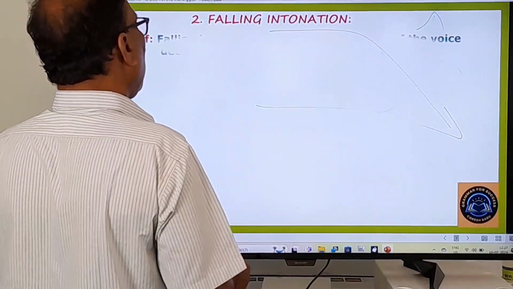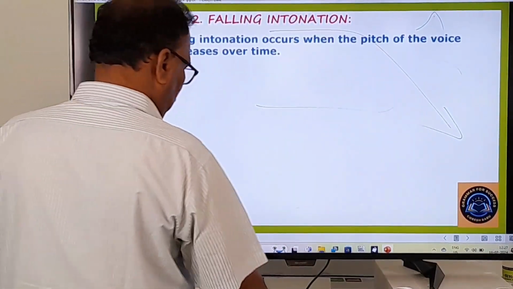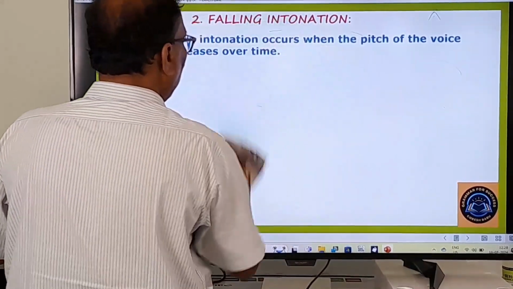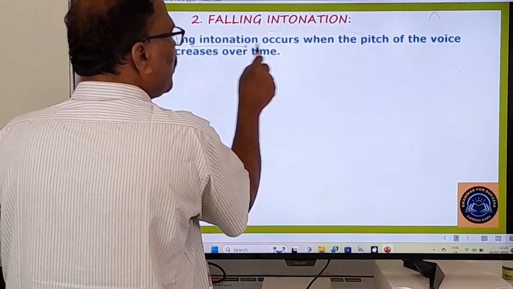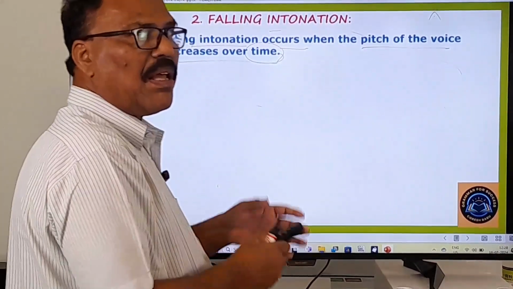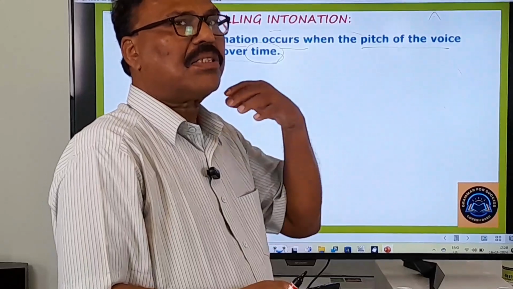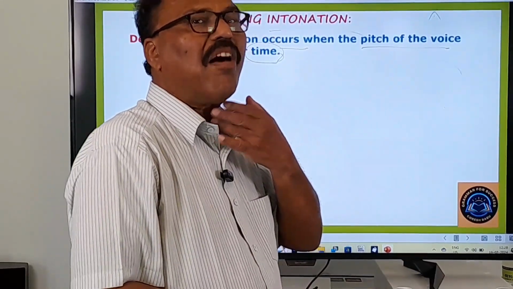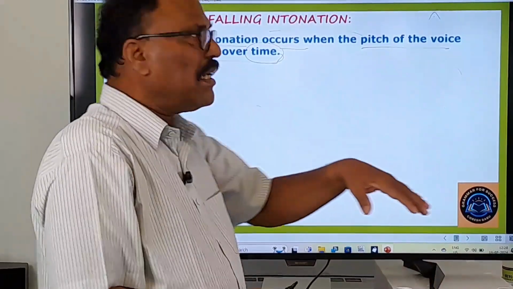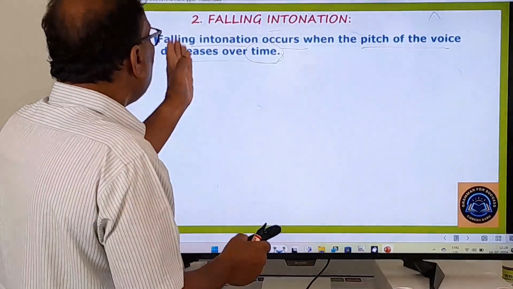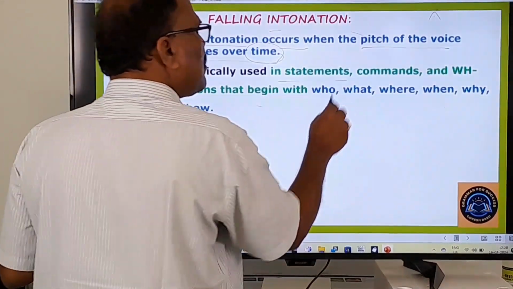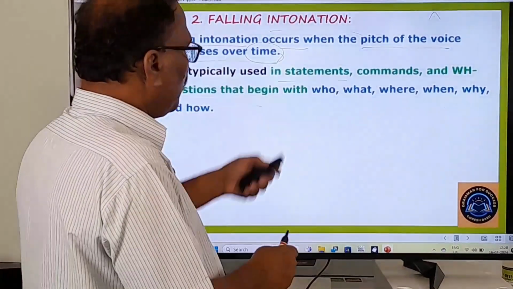Okay, let us see where we use falling intonation in our everyday life. Here you pay attention. Falling intonation occurs when the pitch of the voice decreases over time. When the pitch of voice or the volume of the voice falls down, decreases, that is called falling intonation. Typically it is used in statements. In the statements you find falling intonation.